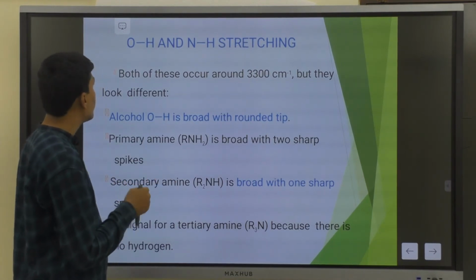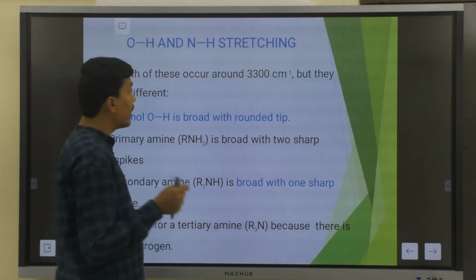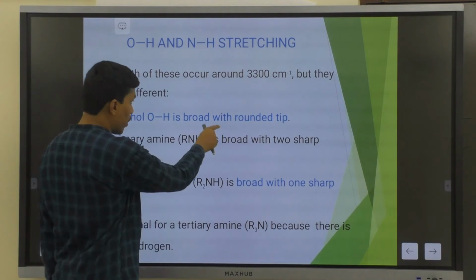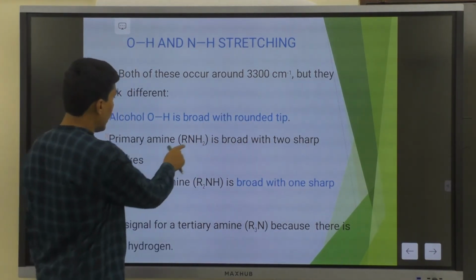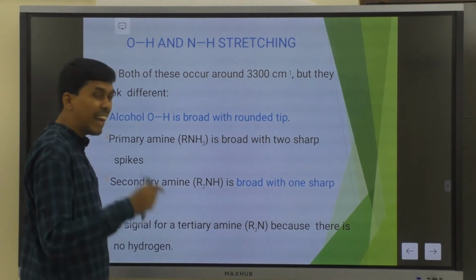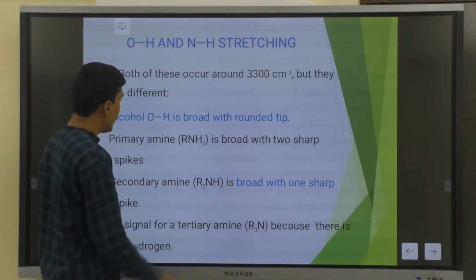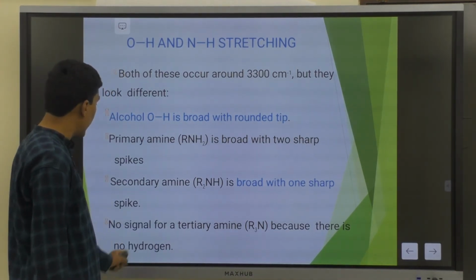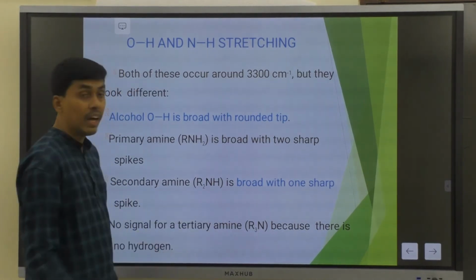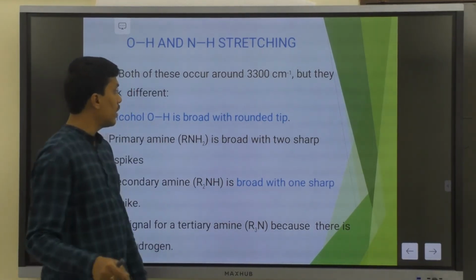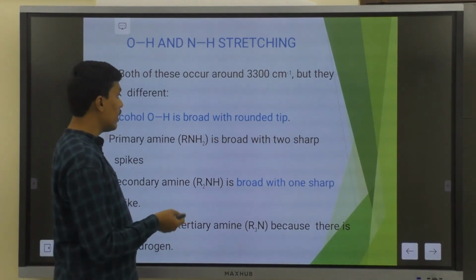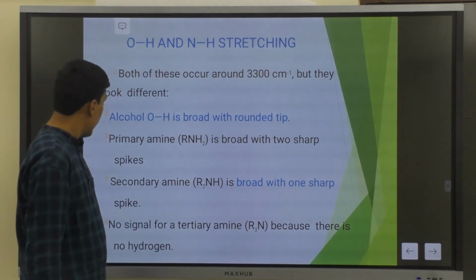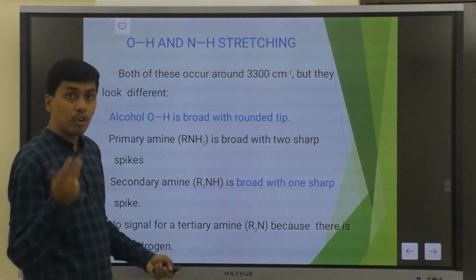Another thing is the peak appears as a broad signal. Alcohol OH is broad with a rounded tip. Primary amine, RNH2, is broad with two sharp spikes. Secondary amine, where there is only one NH, is broad with one sharp spike, and there is no signal for a tertiary amine because there is no hydrogen.